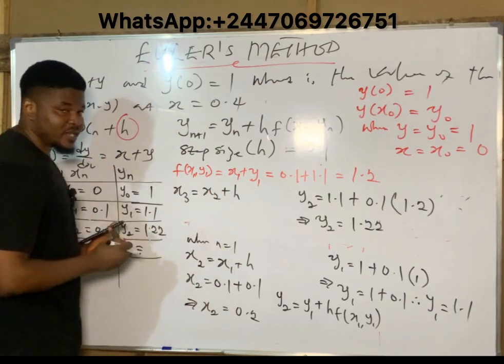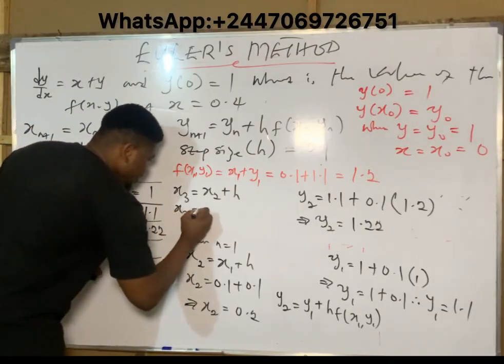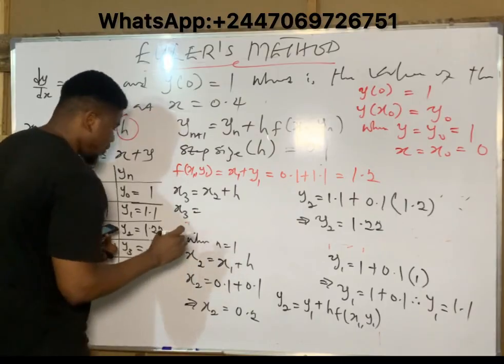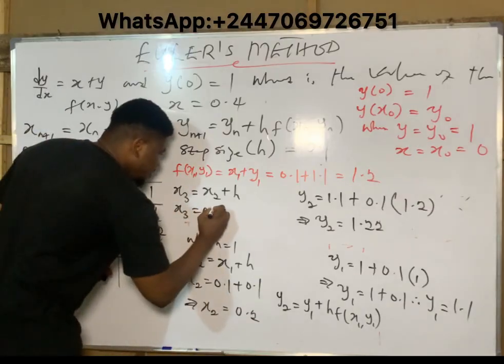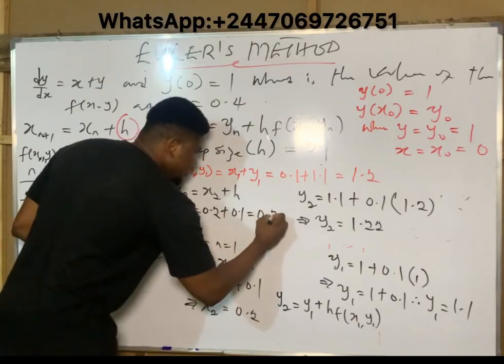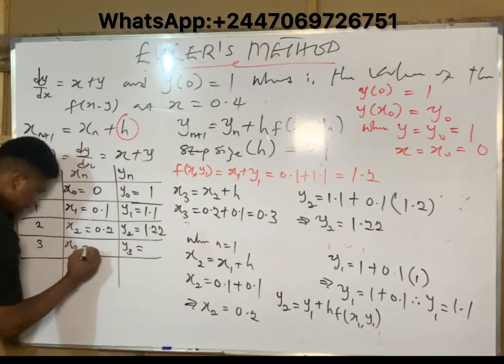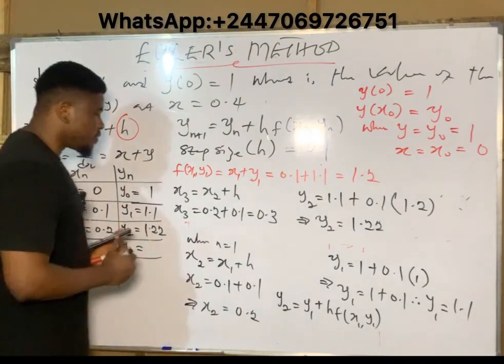The step size remains constant and it doesn't change, right? So x3 equals, what is x2? We obtained x2 here as 0.2. So you have 0.2 plus the step size, which is 0.1. So this simply gives us 0.3. So my x3 is 0.3. So we are done with x. We move next to y.